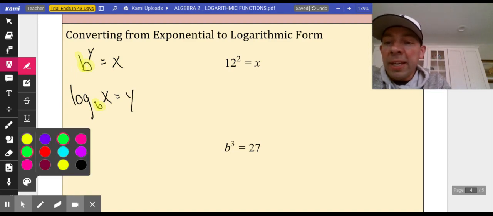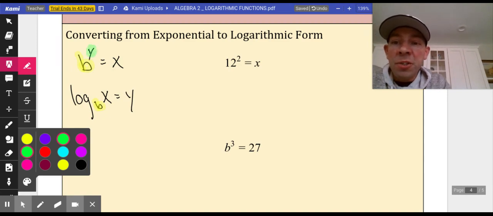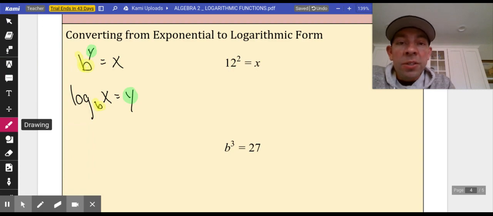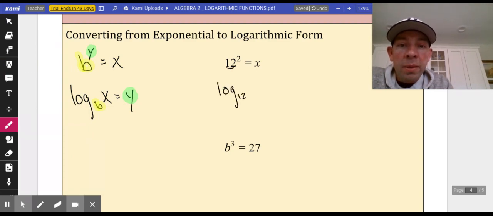And then the other thing that I like to see is that the exponent in exponential form is always what you set your log equal to when you write these expressions. So let's put all that together here. 12 is your base, so I've got log base 12 of x, and I set it equal to my exponent. So that's all there is to it.